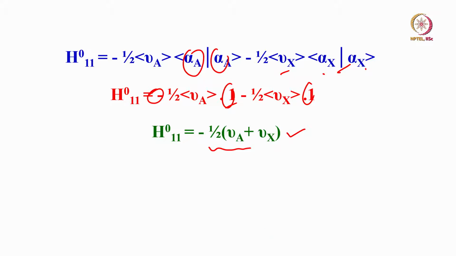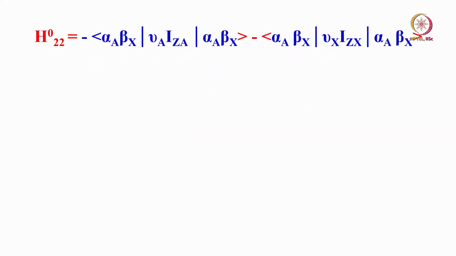Now, remember you have to work out 16 such elements. Well, fortunately, we do not need to worry, many of them will be 0, and we need to work out only the 4 diagonal elements. Most of the off-diagonal elements in this case are 0. So now work out H22.